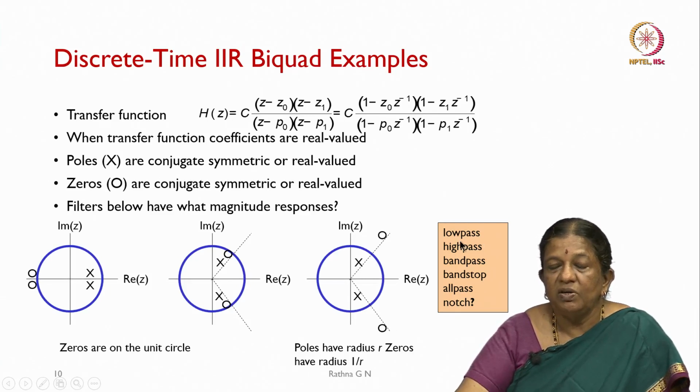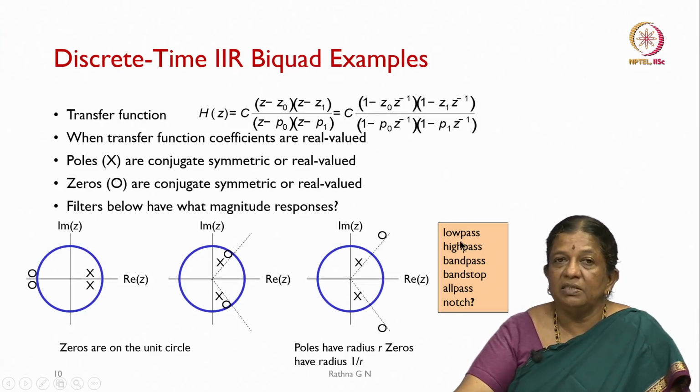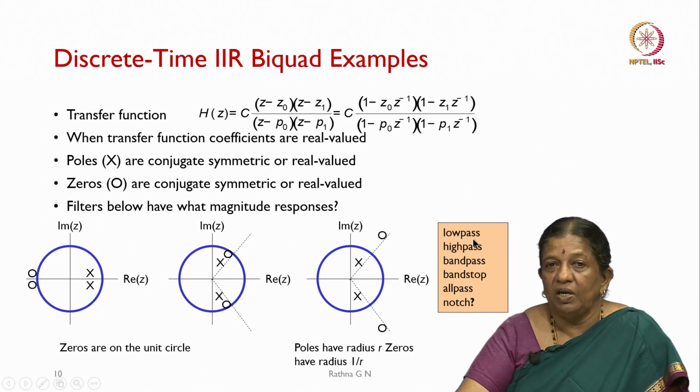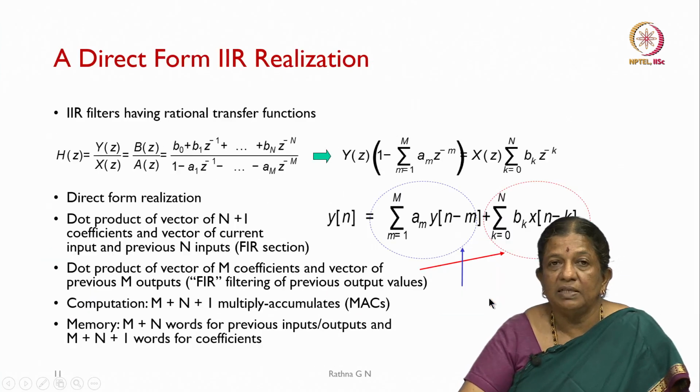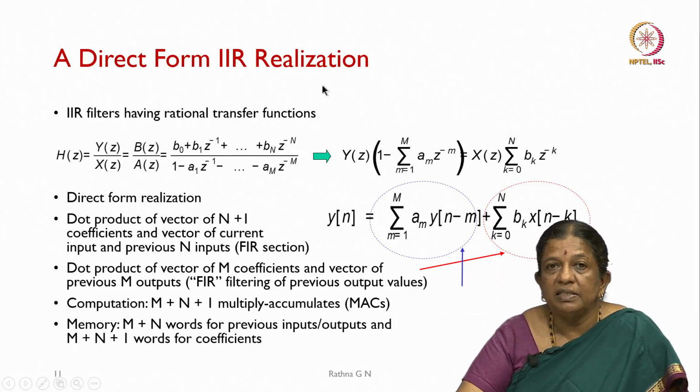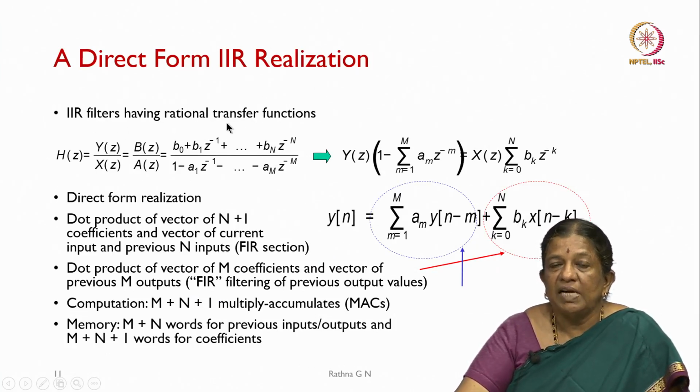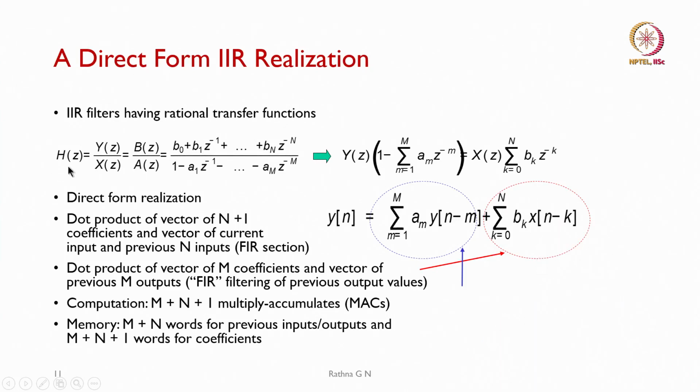So, what kinds of filters can we design using the IIR or FIR method? Low pass, high pass, band pass, band stop, all pass, or even a notch filter. First we will see the direct form IIR realization and how it is represented. This is what we call the rational transfer function. So, H of z is given by Y of z by X of z.